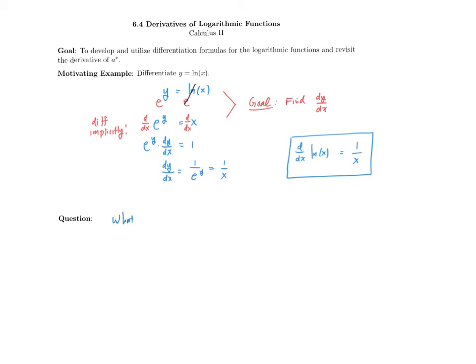So what I want to ask you is, what is the antiderivative of 1 over x equal to? So I would like you to pause the video for a moment and write down on your note sheet or a piece of paper what the value is for this antiderivative.